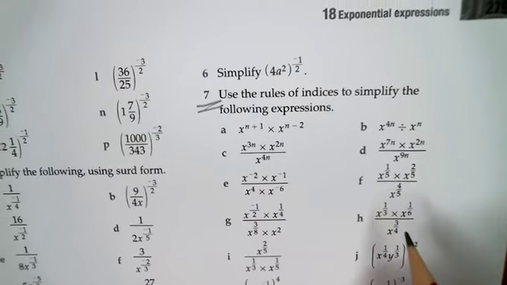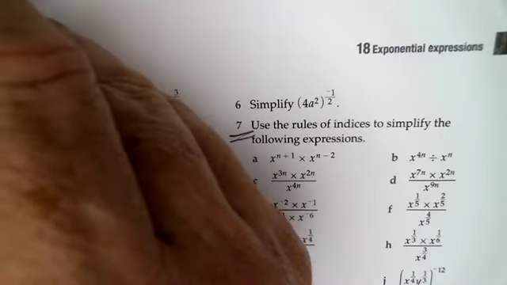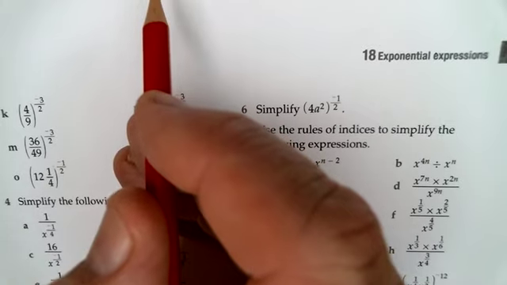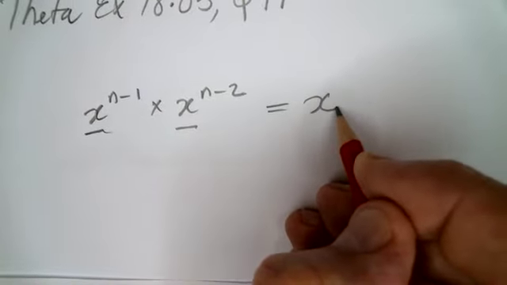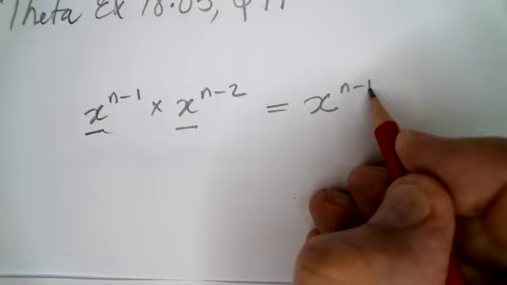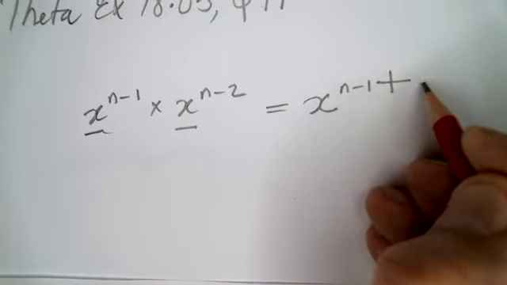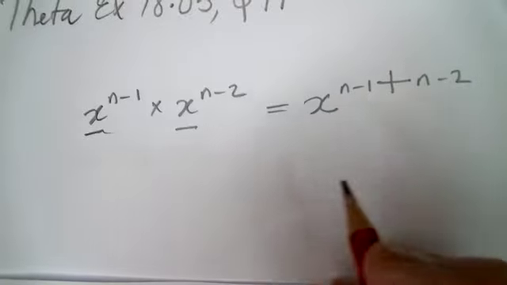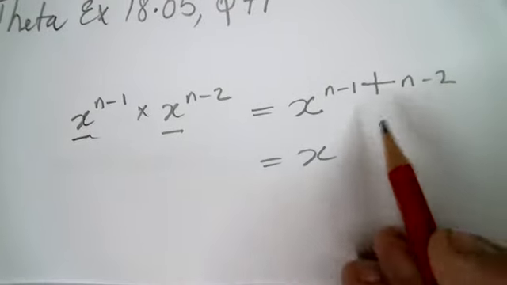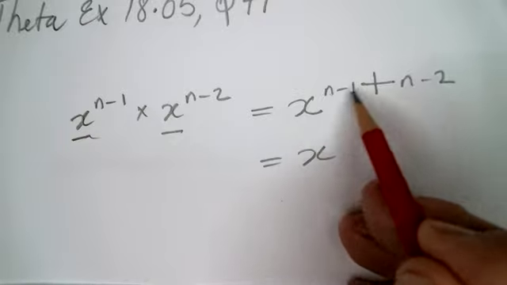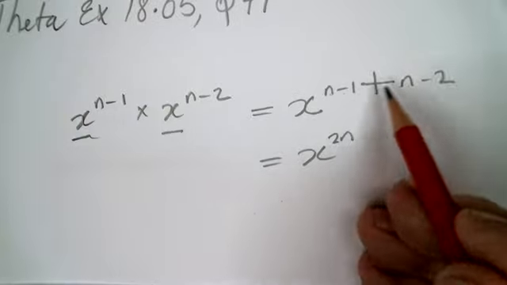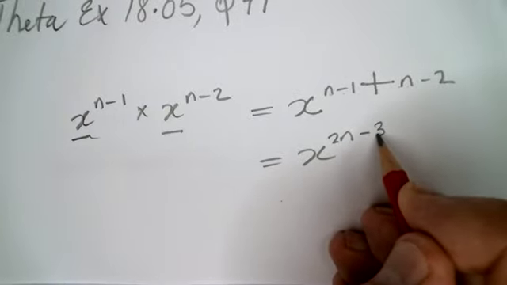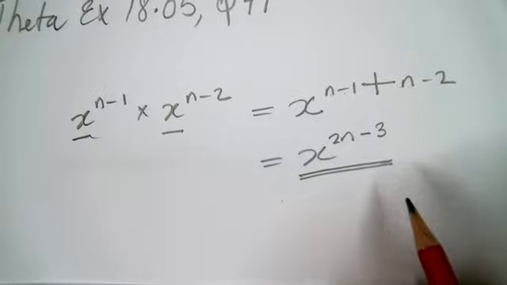So to simplify, all we're going to do, because we see the bases are already the same, we can just go ahead and add the powers together. So we're going to end up with an x, this is going to be n minus 1, there's going to be a plus and an n minus 2. So what have we got? I've got an n and an n, and n plus n is 2n. I've got a negative 1 and a negative 2. Well, negative 1 minus 2 is minus 3. So the answer is going to be x to the 2n minus 3.